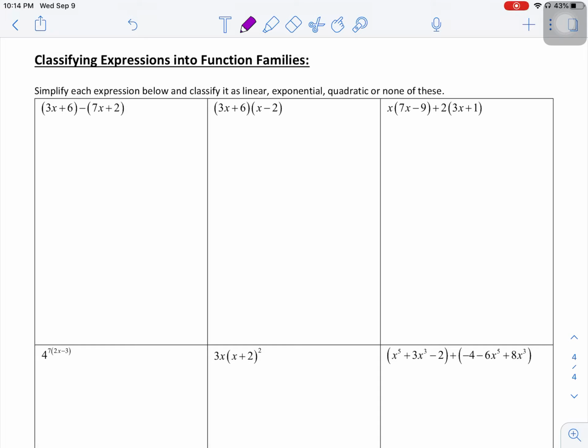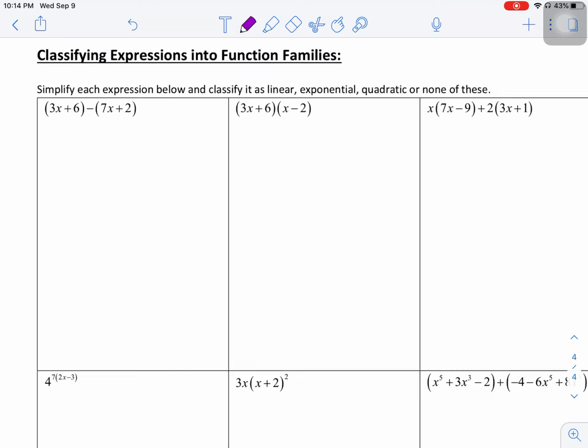In this video, we're going to work a little bit on how to simplify polynomial expressions. We're going to add them, subtract them, possibly multiply them, and see if after we simplify the expression, we can classify it as a linear expression, an exponential expression, a quadratic expression, or maybe it doesn't fit any of those.